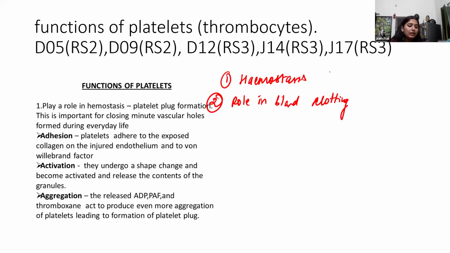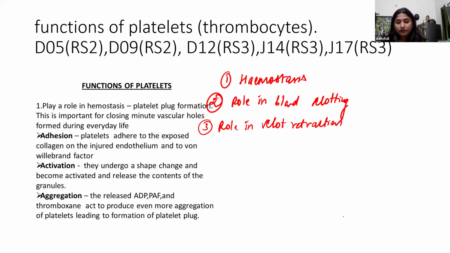Another function is the role in blood clotting. Platelets are responsible for the formation of intrinsic prothrombin activator, which is responsible for the onset of blood clotting. Then another is the role in clot retraction. Clot retraction means that after the formation of the plug, there is a 40% reduction in its size. In the blood clot, the blood cells and platelets are entrapped in the fibrin threads. The cytoplasm of platelets contains contractile proteins like actin, myosin, and thrombosthenin, which are responsible for the clot retraction.